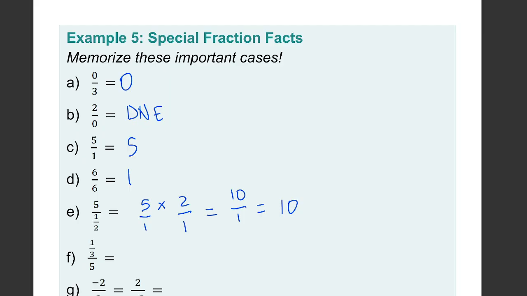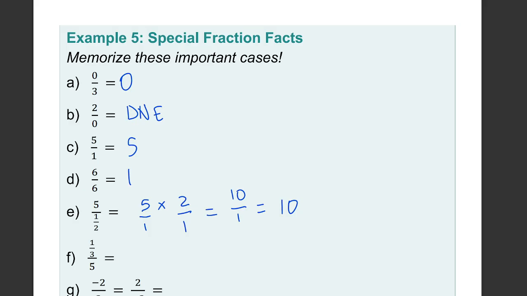So 5 divided by 1/2 is the same thing as 5 over 1 times 2 over 1, right? We use the rule where we can stick the 1 under any number. And then we use the rule where we multiply by the reciprocal. We get 10 over 1, which is just 10.